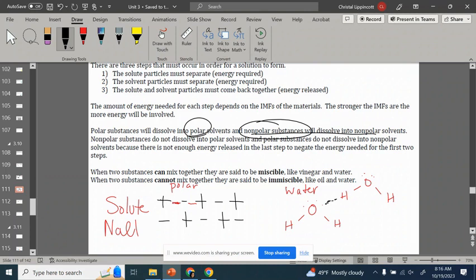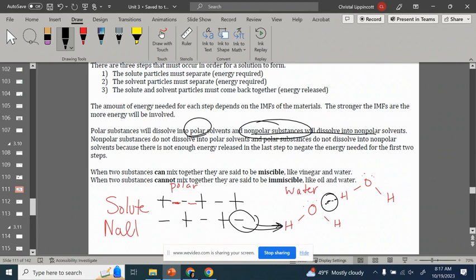So when these come together, the attraction between this negative here and this hydrogen is going to be greater. This negative is going to want to go over here to be with that hydrogen more than it wants to stay with this positive ion. And this oxygen is going to want that sodium or that chlorine to come over more than it wants to stay together with this other water. Does that make sense?